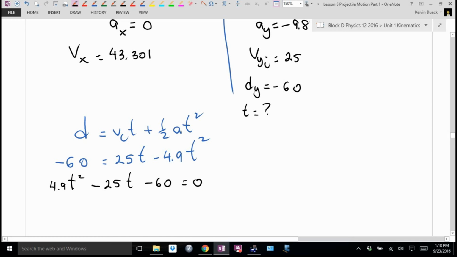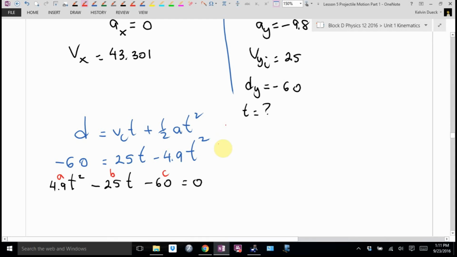Remember the quadratic formula had a, b, and c? What's a in this question? 4.9. What's b in this question? Negative 25. What's c in this question? Negative 60. Now, you've all had me, except for my newcomers this year, long enough to know that I like to be organized but lazy. So I know some teachers would make you write a equals, b equals. I want to be organized and lazy. You know what? That's a, that's b, that's c. Write 3 letters, and I figure I can figure out what I'm getting at there.